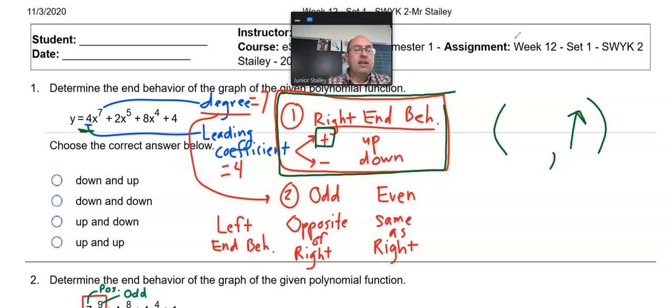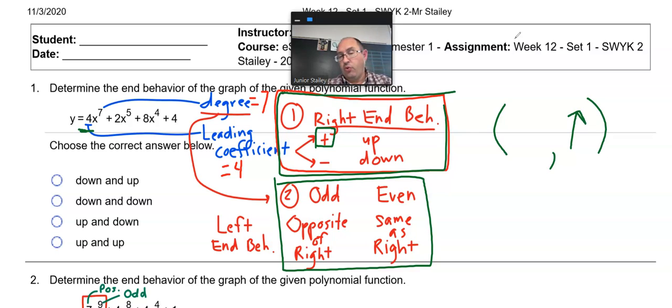Then we look at the degree. That would be step number 2, for the left end behavior. If the degree is odd, the left end behavior is opposite from the right. But if it's an even degree, then the left end behavior is the same as the right. When you're talking opposite and same, you better have something to base that on. That's why it is absolutely important to get the right end behavior first.